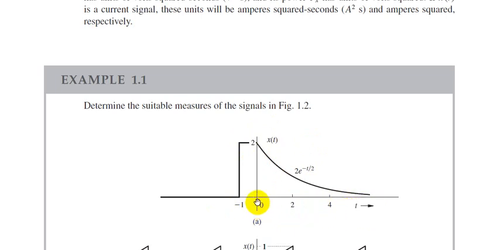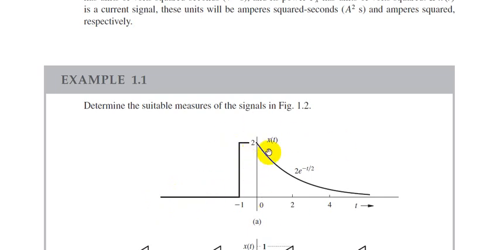After t equals 0, the signal has another shape, which can be demonstrated with the equation 2e to the power minus t by 2. This is the equation of this part. Here x of t is equal to 2, and before minus 1 the value is 0. So this is our signal x of t.